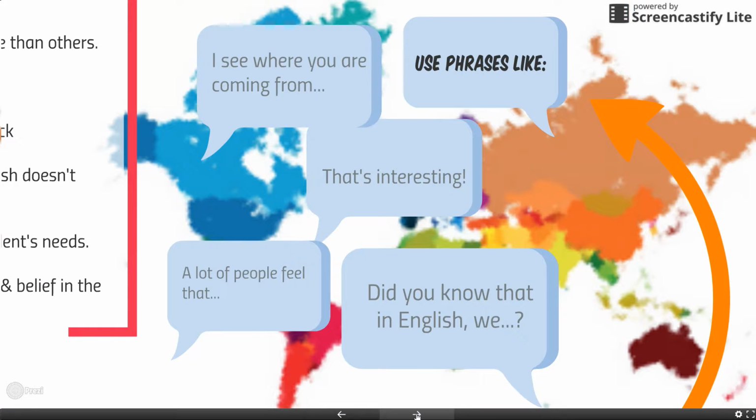Of course, that's not always easy, but if we use phrases like, "I see where you're coming from," "That's interesting," "A lot of people feel like that," or "Did you know that in English or in America we might...?" it can help curb some of those potentially awkward situations. So we can still steer the conversation away from something if we are feeling uncomfortable.